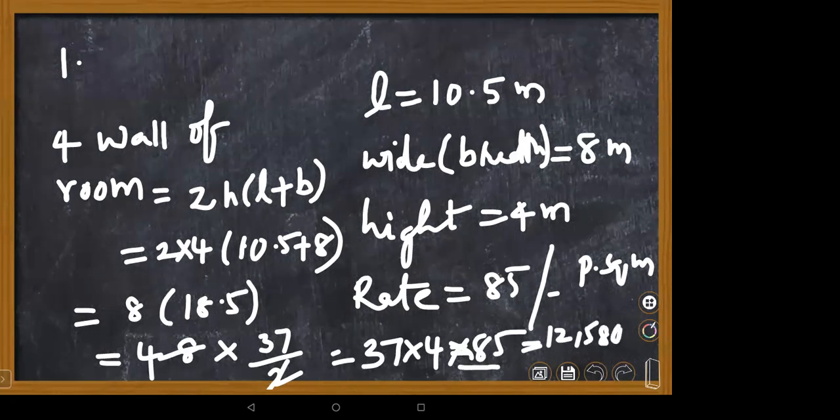12,580 rupees, right? Yes, let me check the answer. Very good, Sahur. Why are we multiplying with 85, children? Cost per square meter, ma'am, because it is per square meter, and here we have 85. Yes. Right, children, correct.